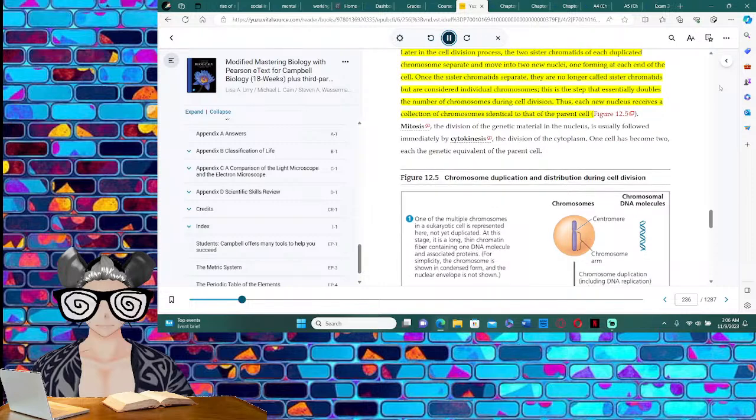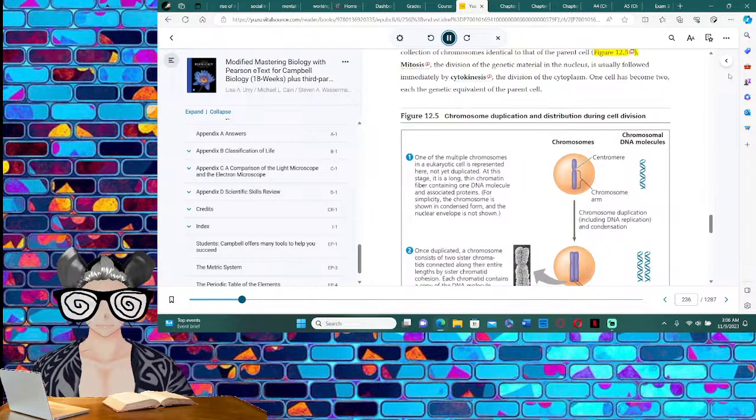Later in the cell division process, the two sister chromatids of each duplicated chromosome separate and move into two new nuclei, one forming at each end of the cell. Once the sister chromatids separate, they are no longer called sister chromatids but are considered individual chromosomes. This is the step that essentially doubles the number of chromosomes during cell division. Thus, each new nucleus receives a collection of chromosomes identical to that of the parent cell.